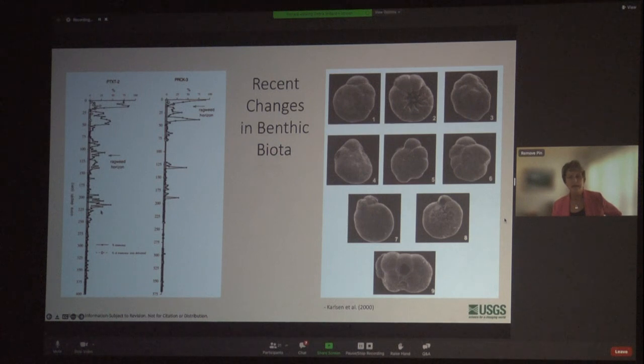And you can see that this genus, Ammonia, did have periods of increased abundance throughout the last 1,000 years. But if we come up here to the very top, we see it becomes the dominant element. Ammonia likes low dissolved oxygen. We also get some of these deformed forms of this species, which you can see here.